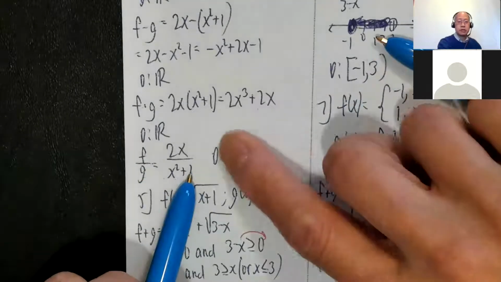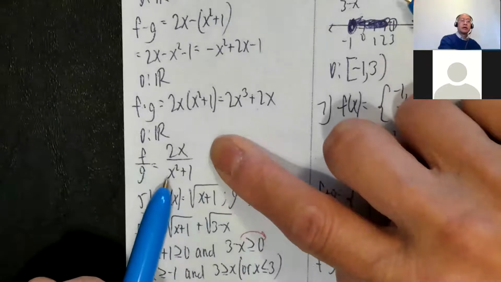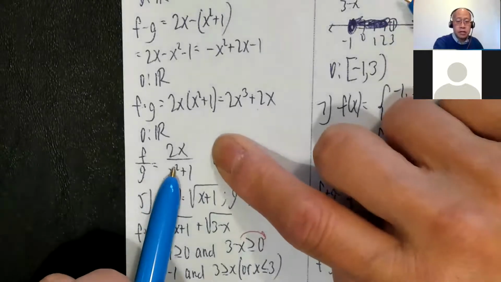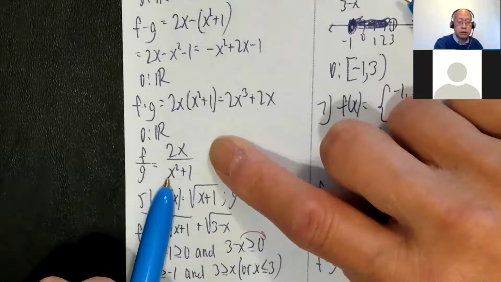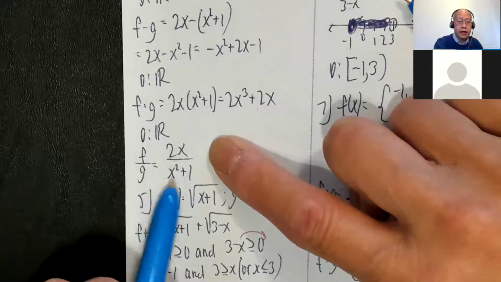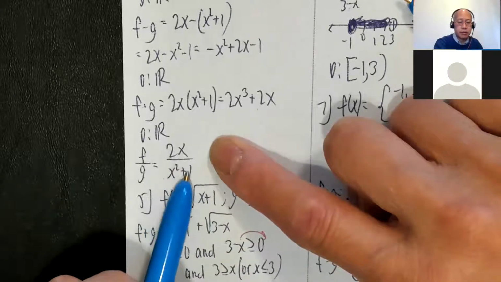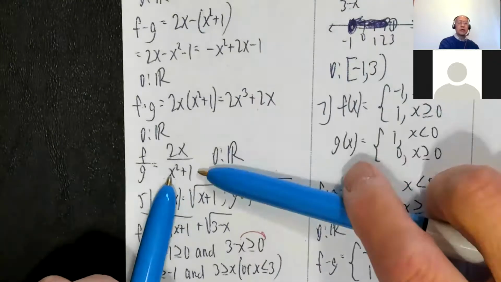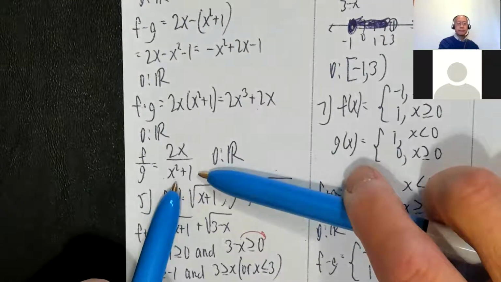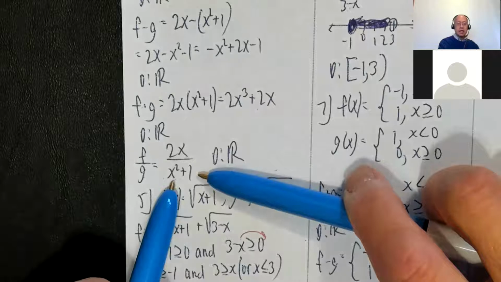I put all the rules up, but maybe I shouldn't have shown it to you ahead of time. We have to ask ourselves, okay, there's a division. I know I'm not supposed to divide by 0. So I have to throw out any value which makes the denominator 0. But stop and think about it. x squared plus 1, when is that going to be 0? It's never going to be 0.